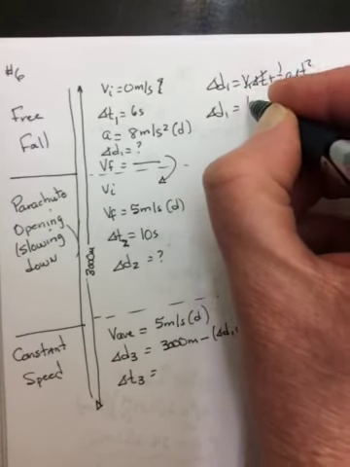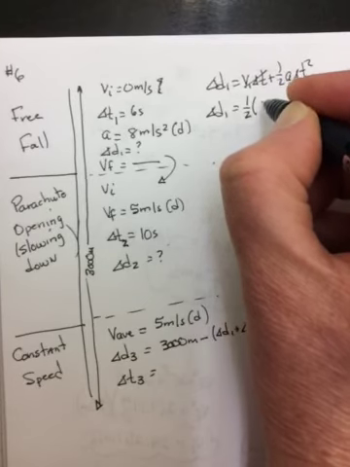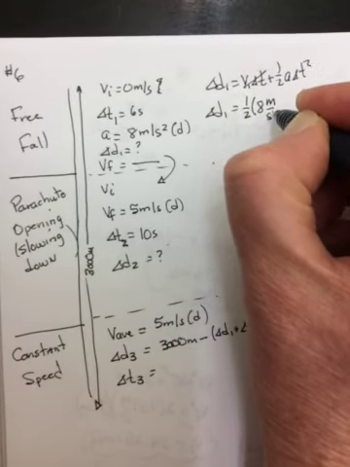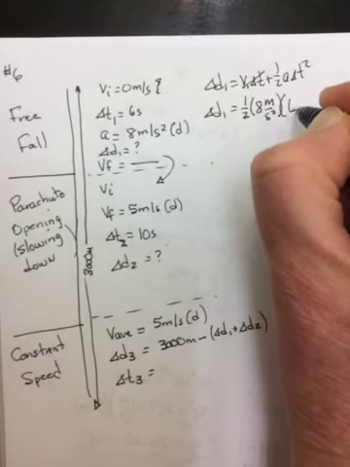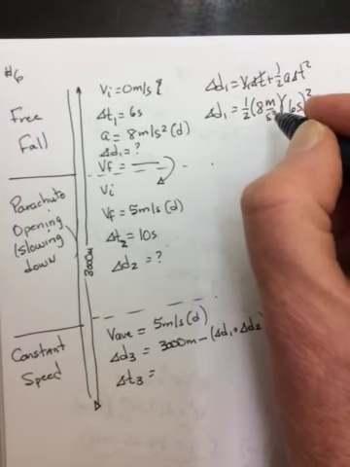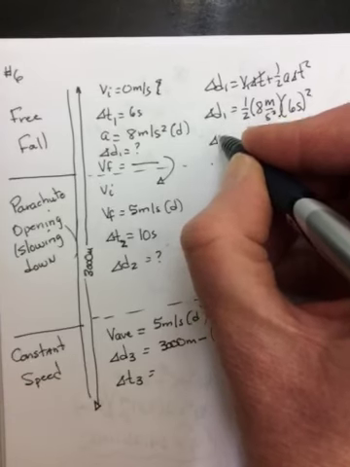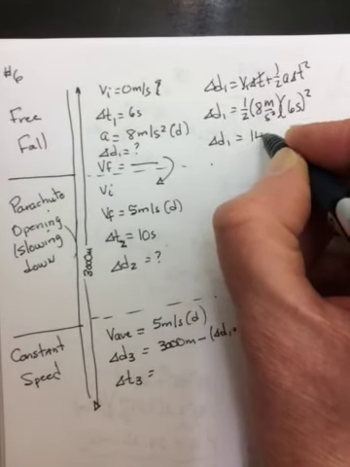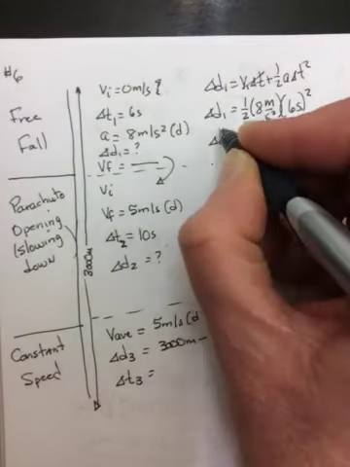So delta D1 is going to be 1/2 A delta t squared. A is 8 meters per second squared, and it told us 6 seconds squared. 6 squared is 36. Half of 8 is 4. 4 times 36, 144 meters.